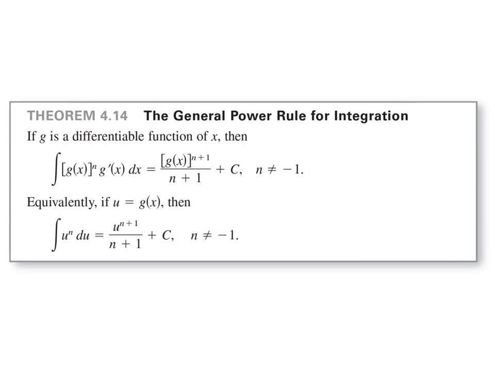And what that looks like in terms of u substitution is we have u to the n, right, which is the same as g of x, times du, and that becomes u to the n plus 1 over n plus 1 plus c. And then you would substitute in whatever that u is in terms of x, or whatever your starting variable is.